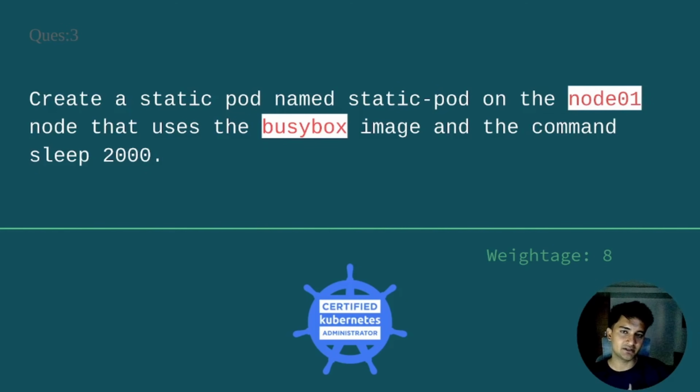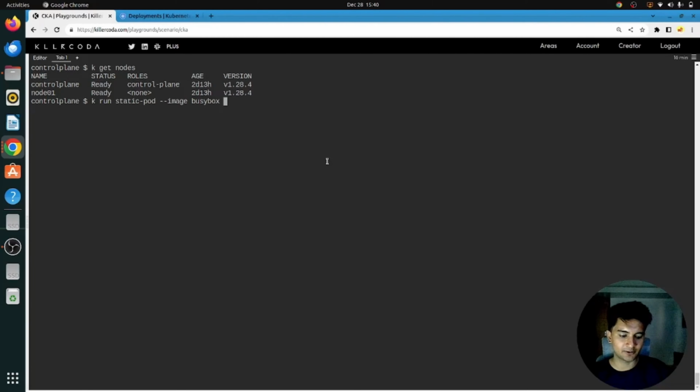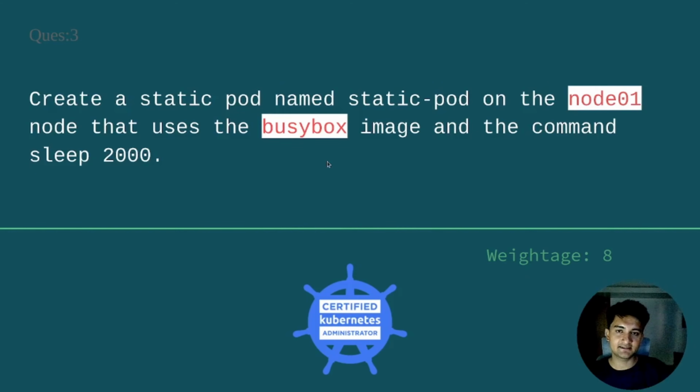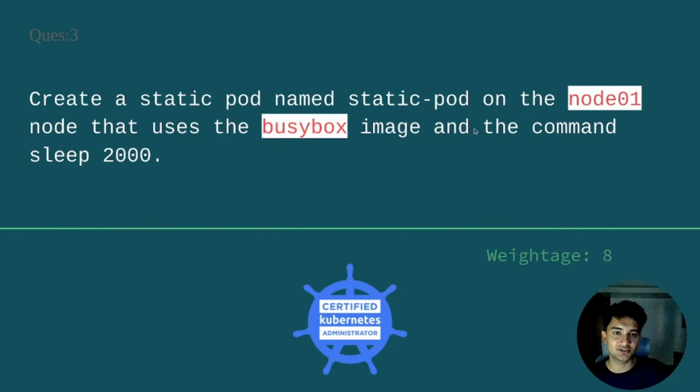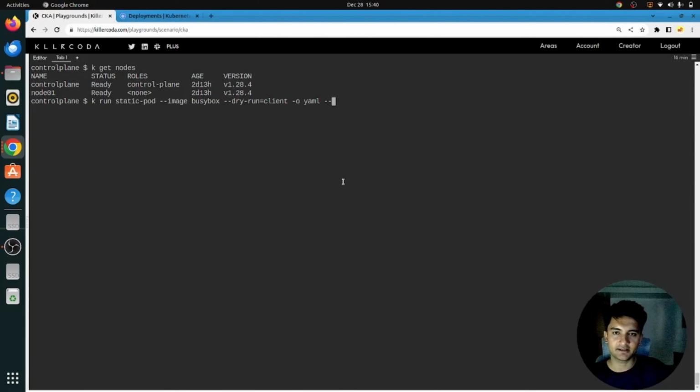And we don't want to actually create this in the control plane, so I'm going to say --dry-run=client. And I want this as a manifest, so I'll also add -o yaml. Along with this, it also wants you to have a command, which is sleep 2000. To add a command, you need to say --command, and then I want to say sleep 2000. So I'm going to press enter now and see the output.